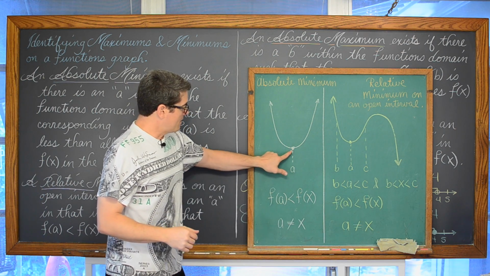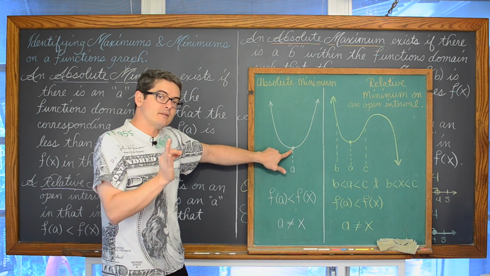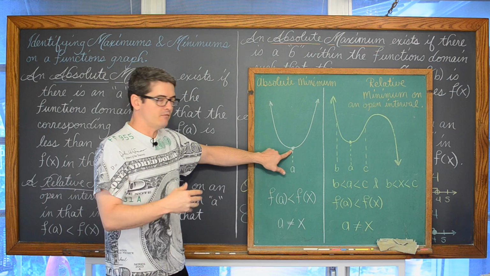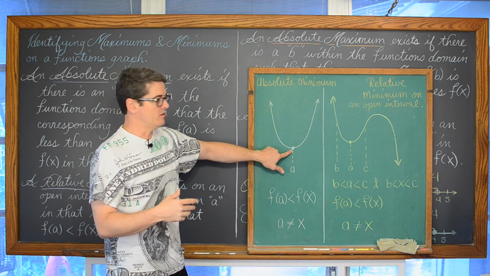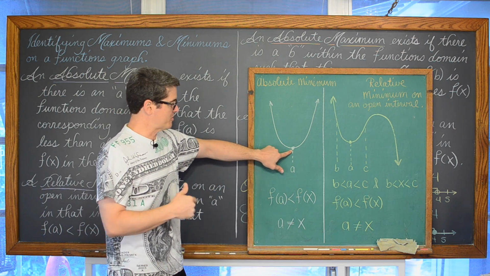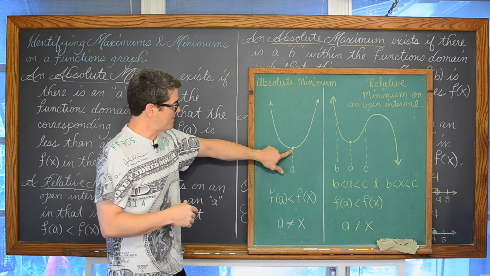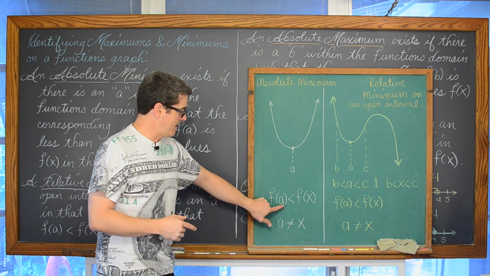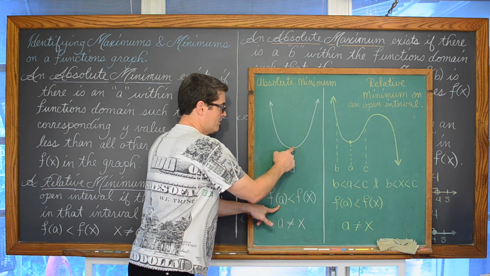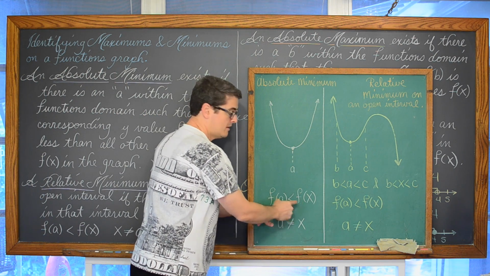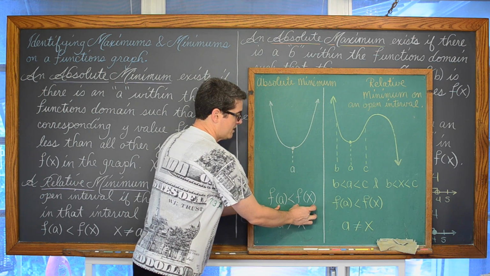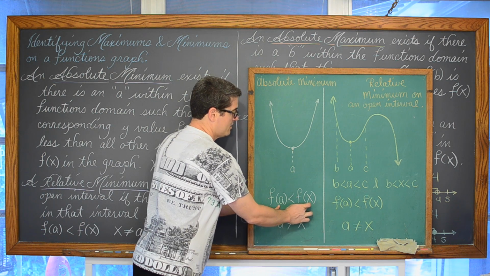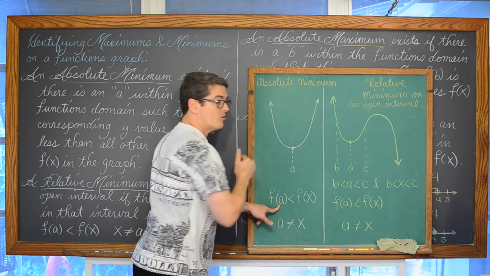So that point, that vertex, if you haven't studied thoroughly your parabolas yet, this is just for purposes of pointing out what an absolute minimum is. But for that value of a, that x value of a, f of a, the y value of that point is less than the y value that you're going to get from plugging in any other value of x within the domain, right?